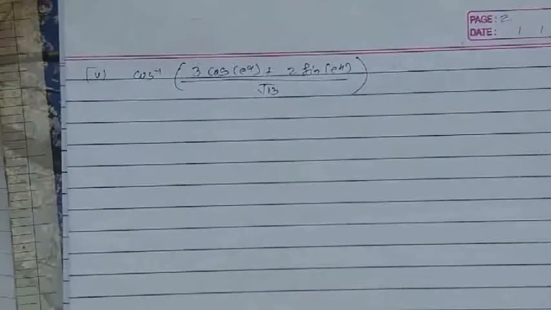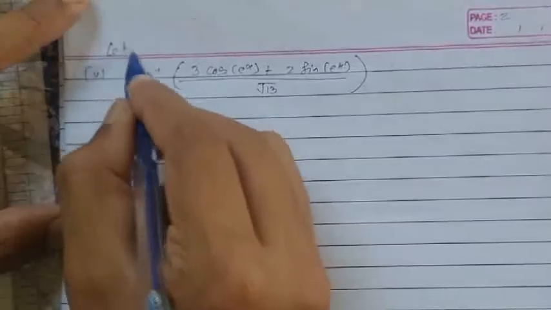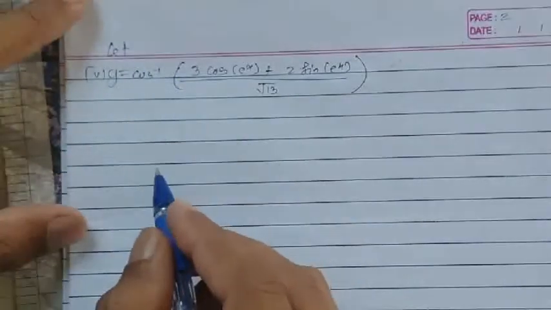Then next to it we have the fifth question. Cos inverse of 3 times cos of e raised to x plus 2 times sin of e raised to x divided by root of 13. So let us assume that y equals the given function.